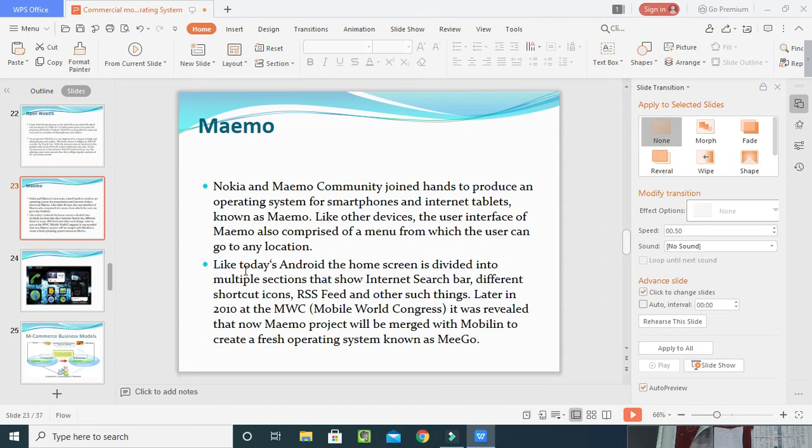Like today's Androids, the home screen is divided into multiple sections that show an internet search bar and different shortcut icons like RSS feed and other such things. Later in 2010, the screen was divided at MWC, that means Mobile World Congress. Congress means a meeting, not a party. Now it was revealed that the Maemo project will be merged with Moblin to create a fresh operating system known as MeeGo.